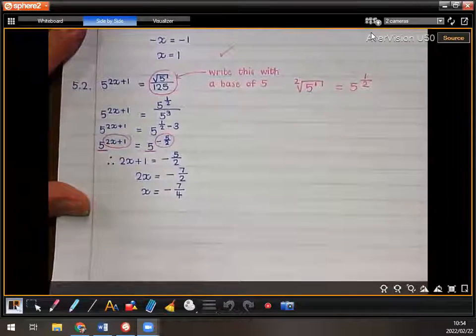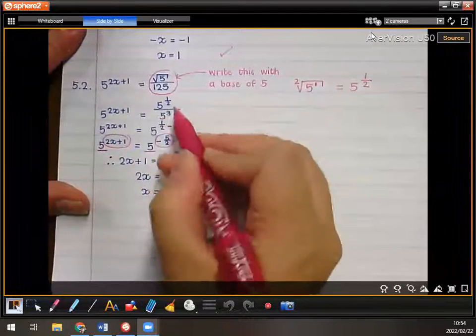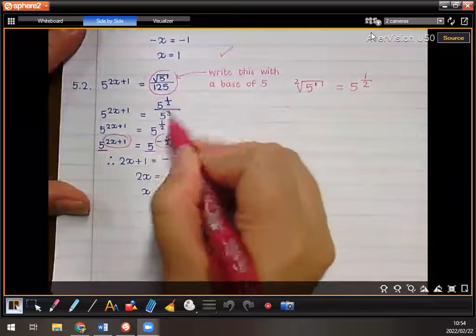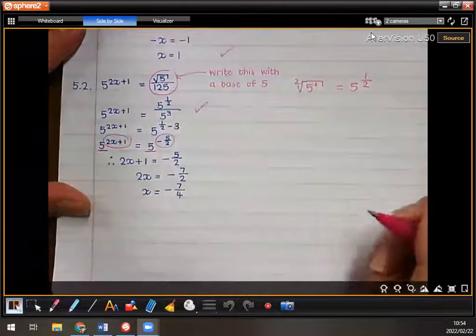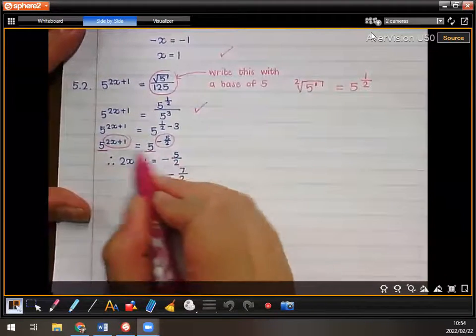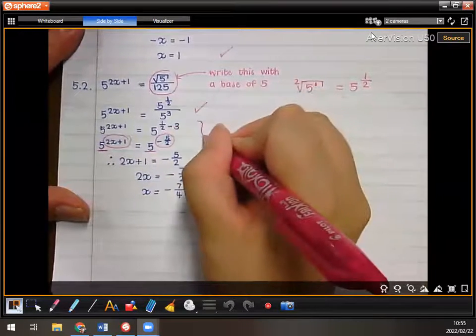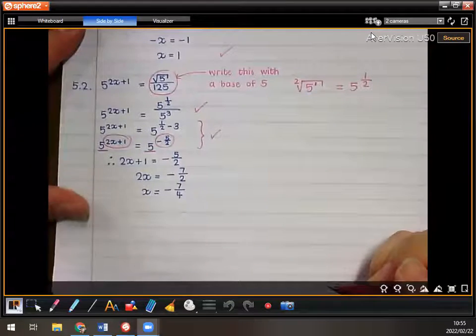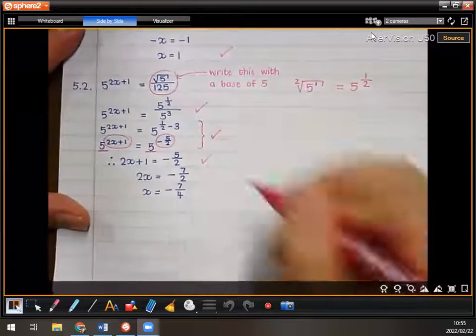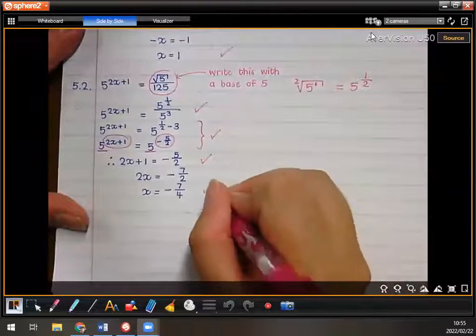All right, so this would also be a 4-mark question, guys. You'll get 1 mark for writing both of these with the base of 5. You'll get a mark for doing this minusing, so for either one of these 2 lines. You'll get a mark for making your exponents equal, and then a mark for your final answer.